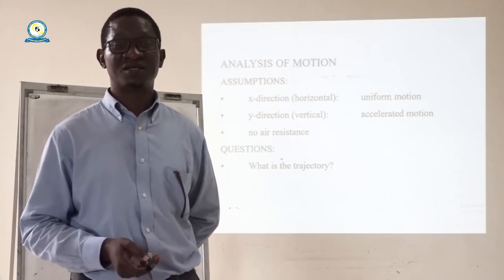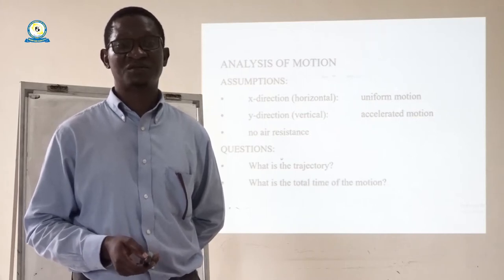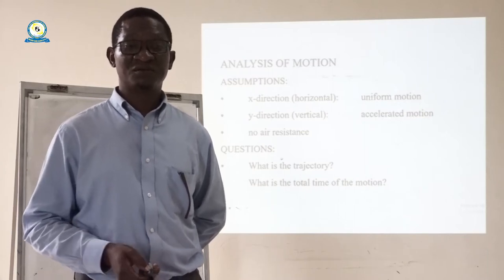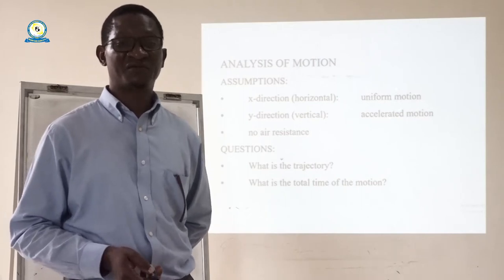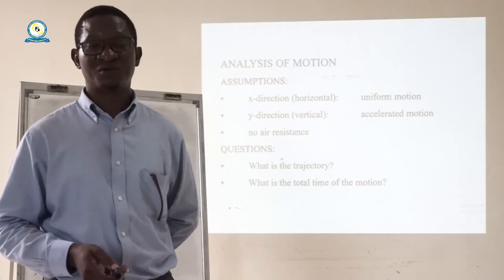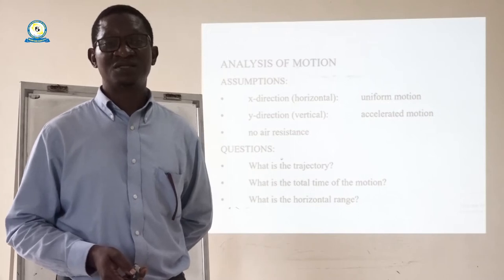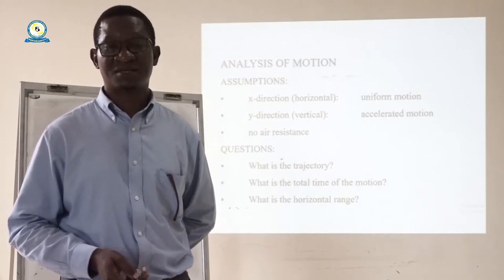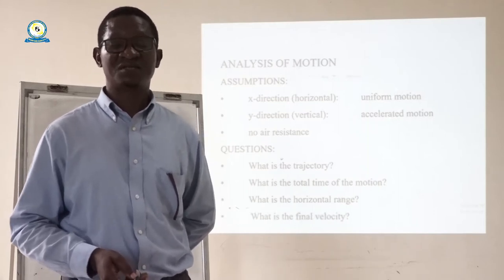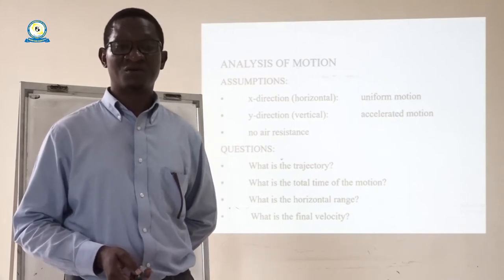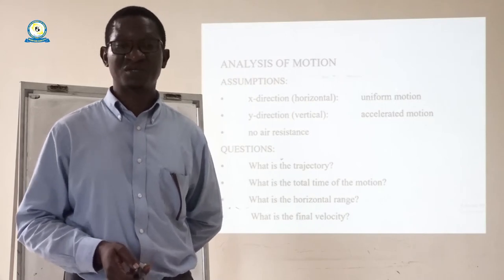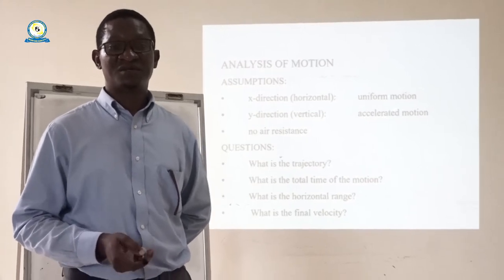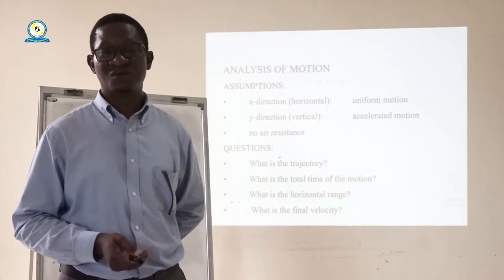Questions. What is the trajectory? Second, what is the total time of the motion? Sometimes they call it time of flight; you may find time of flight is the same thing as total time of the motion. Third, what is the horizontal range? Horizontal range is the horizontal distance along the x-axis. What is the final velocity? Those are among the questions of this projectile. You have to understand all these clues to understand this topic. If you master these, you won't have any difficulty.